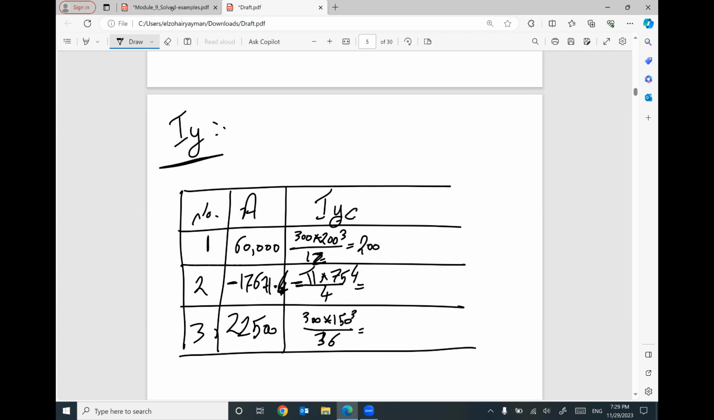2 and 8 0. Pi times radius to the power 4 divided by 4, I got negative 24850,488. 300 times 150 to the power 3 divided by 36, I got 28125,000. Go ahead and find out the summation, by the way.